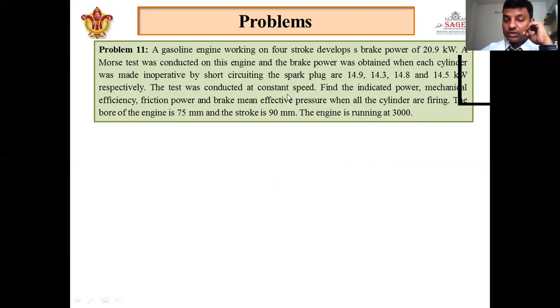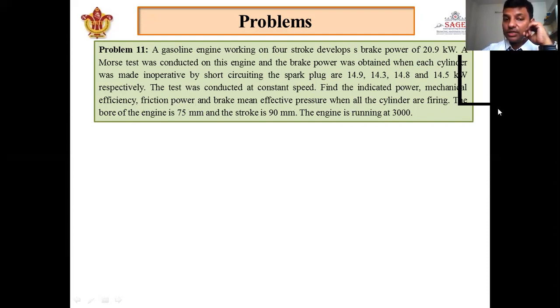The test was conducted at constant speed. This is our assumption as well. Find the indicated power, mechanical efficiency, friction power, and brake mean effective pressure when all the cylinders are firing. Now, indicated power, capital I, is required. That will be the summation of I1 plus I2 plus I3 plus I4. Mechanical efficiency is brake power by indicated power, and friction power is indicated power minus brake power.